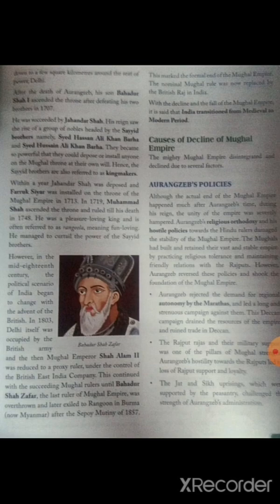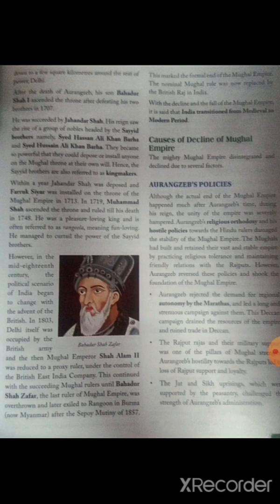Now, what is given is that the then Mughal Emperor Shah Alam II was reduced to a proxy ruler only under the control of the British East India Company. That is, when the British East India Company was set up, the ruler, Mughal Emperor Shah Alam II, was reduced to a proxy ruler. Most of his ruling area was taken away, and he did not have much power with him.